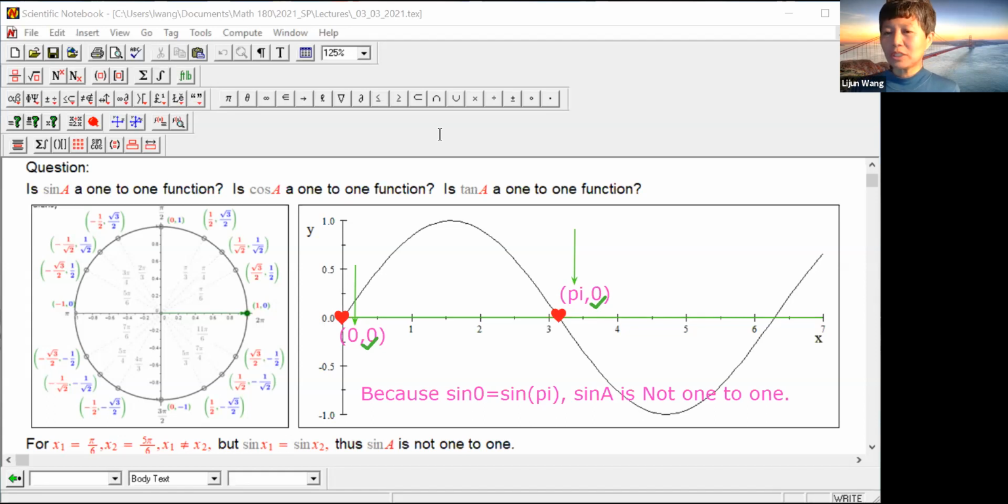Okay. The next question is, if sine is not a 1 to 1, how come we have sine inverse? Inverse doesn't exist, right? If sine is not a 1 to 1. Okay, let me write down the question.